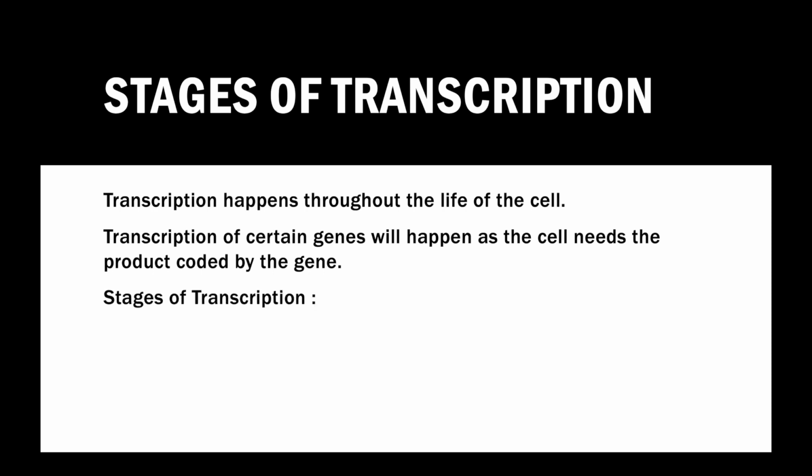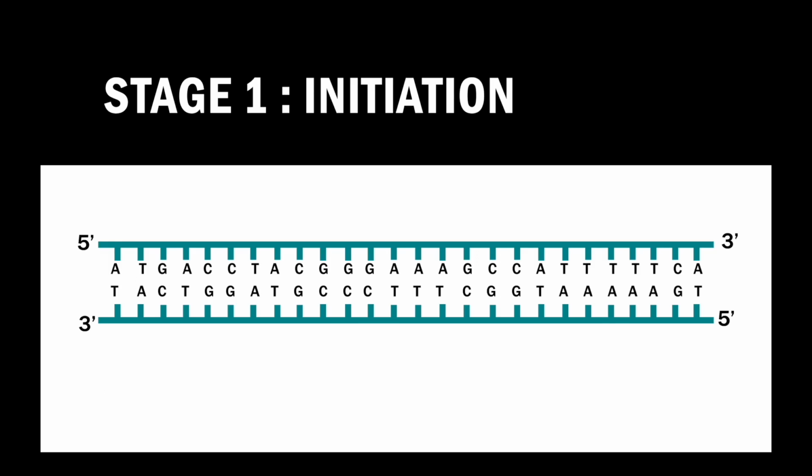There are 3 stages to transcription. It begins with initiation, followed by elongation, and ends with termination. Now let's have a look at initiation. During initiation, RNA polymerase will bind to the promoter region of the gene, like this.